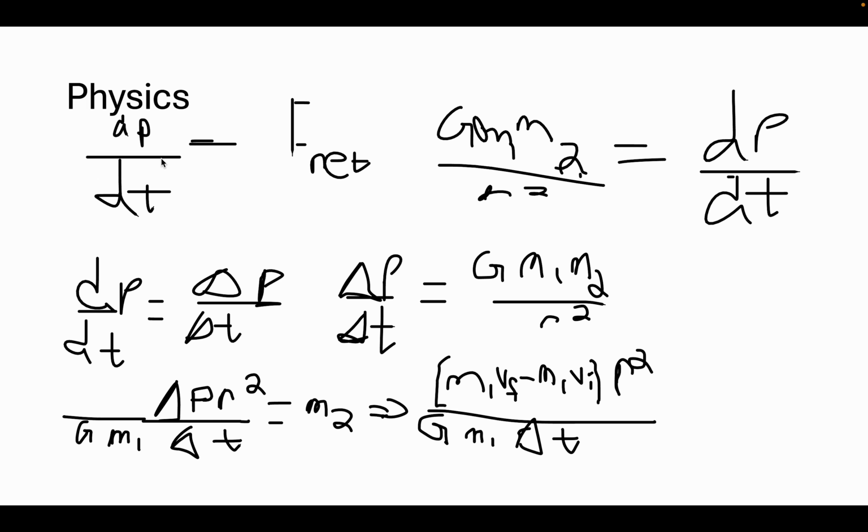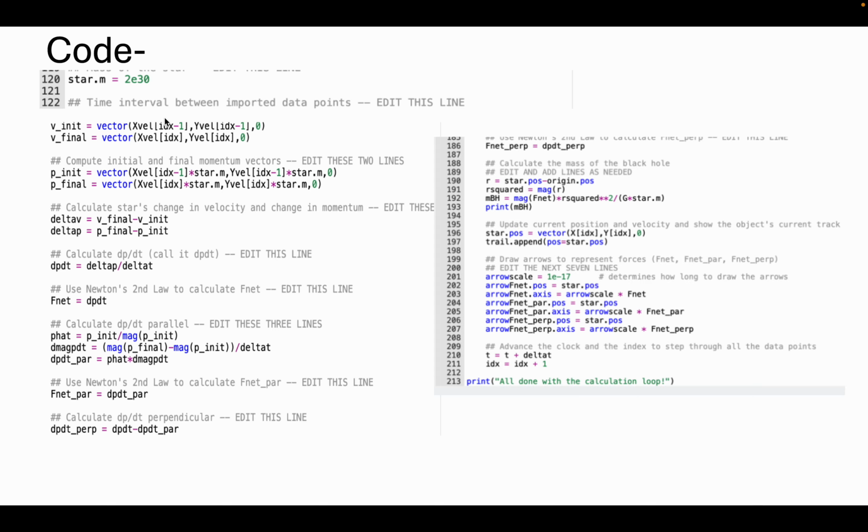So physics. We know that the rate of change in momentum equals F net. And we know that the force of gravity is the F net. So the force of gravity equals dp dt. We know that dp dt equals change in momentum over change in time. So we can set these two equal to each other, and then eventually solve for m2, which is what we're trying to find in terms of m1. All right, the code demonstrates this.